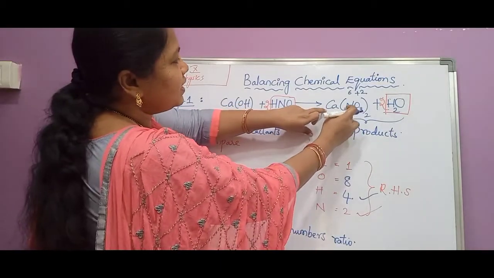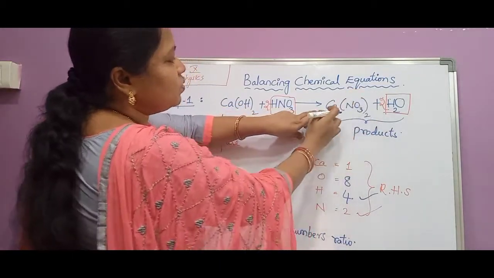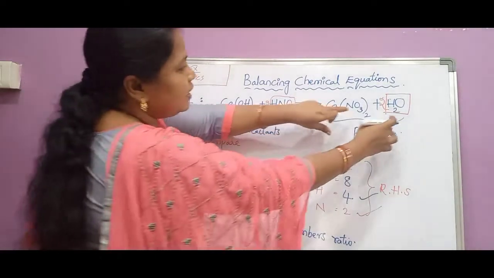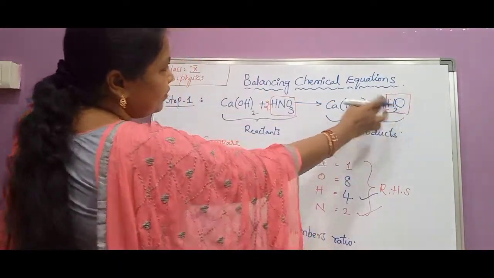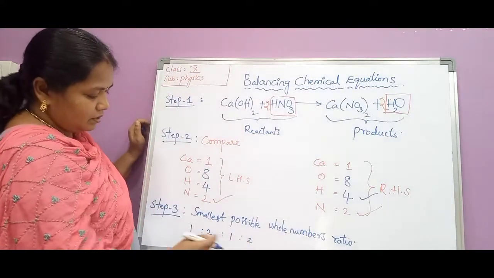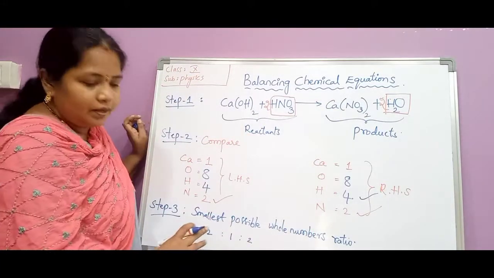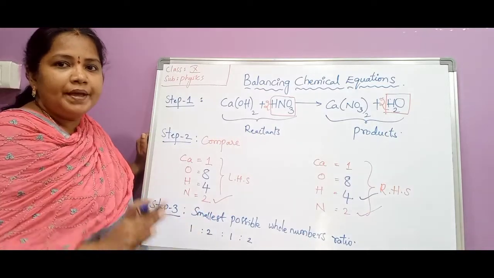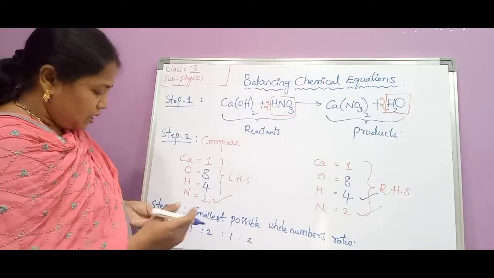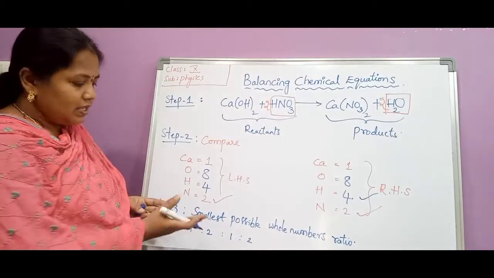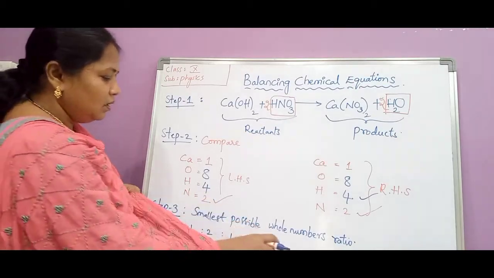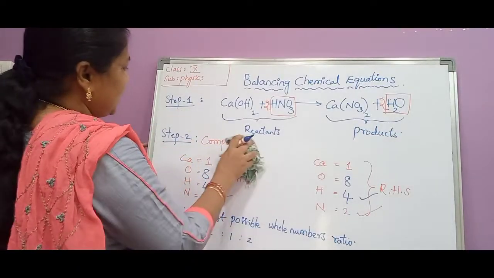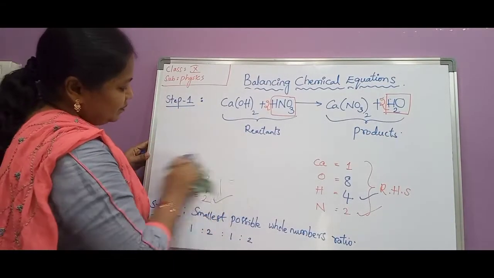Okay. And on the product side, the first formula, there is no coefficient towards the left-hand side. No coefficient means it is taken as 1. And in the last formula, we have written 2 newly here. These are 1, 2, 1, and 2. Already these are the smallest possible whole number ratios. Hence, we need not divide by any highest common factor. Hence, we can write the equation like that only. So this is step 3, and then step 4.